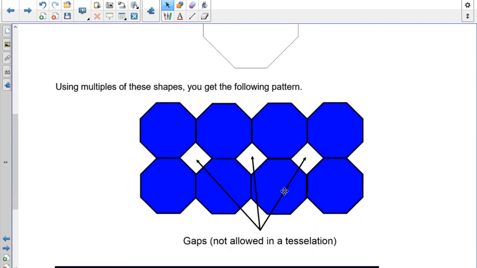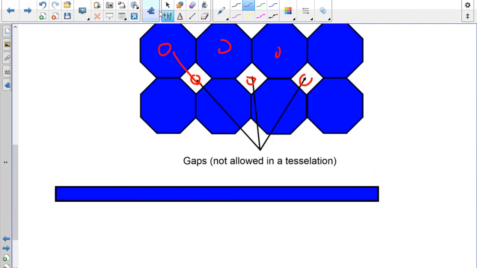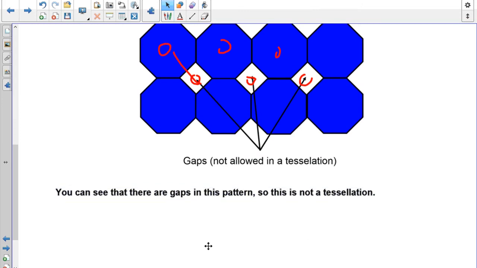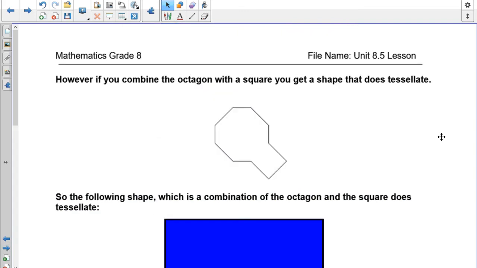However, what if I put this one right here and this one here together? I glued them together. I would then have the hexagon with a square, the hexagon with a square, the hexagon with a square, right? Now you can look at this, there's gaps, so this one does not tessellate. Now, going to the next page, what if I took the hexagon and I attached the square to it?